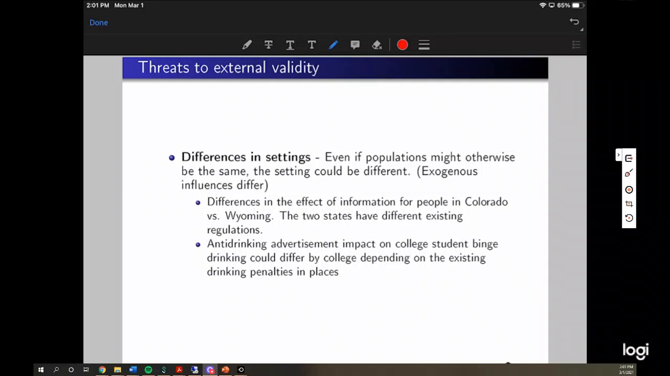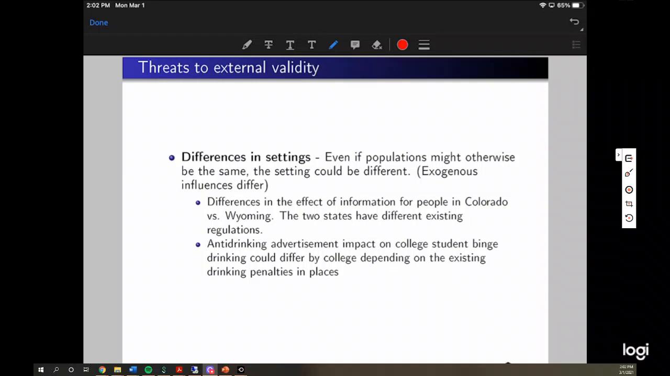We also have differences in settings. Even if the populations might otherwise be the same, the setting could be different. These are called exogenous differences. So we might have differences in the effect of information for people in Colorado versus Wyoming. The two states have different existing regulations. The effect of information on anything really. We also have different ideologies within Colorado and Wyoming, and so giving people information in the two different states might have different effects. The same information.